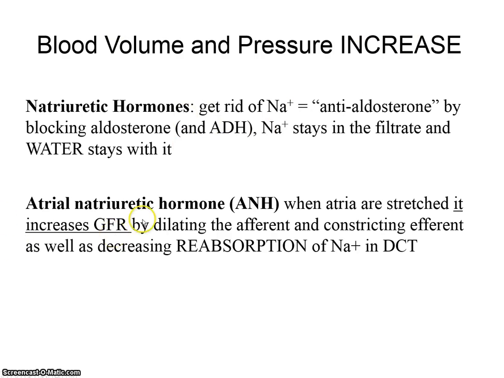So the atrial natriuretic hormone specifically, here's how it works. When the atria are stretched, and they're stretched because there's more blood volume, more blood pressure, it increases glomerular filtration rate by dilating, so vasodilation of the afferent, constricting the efferent, and causing the decrease in reabsorption of sodium, so there's a decrease in reabsorption of water.